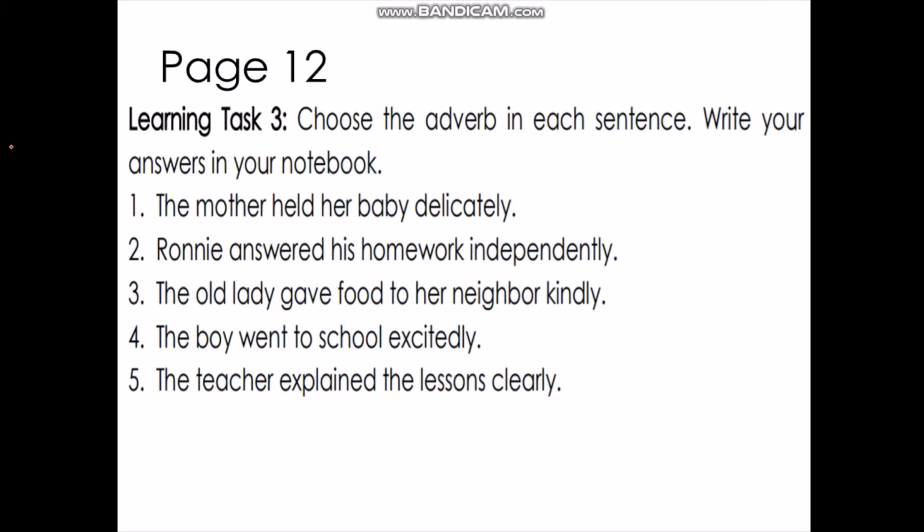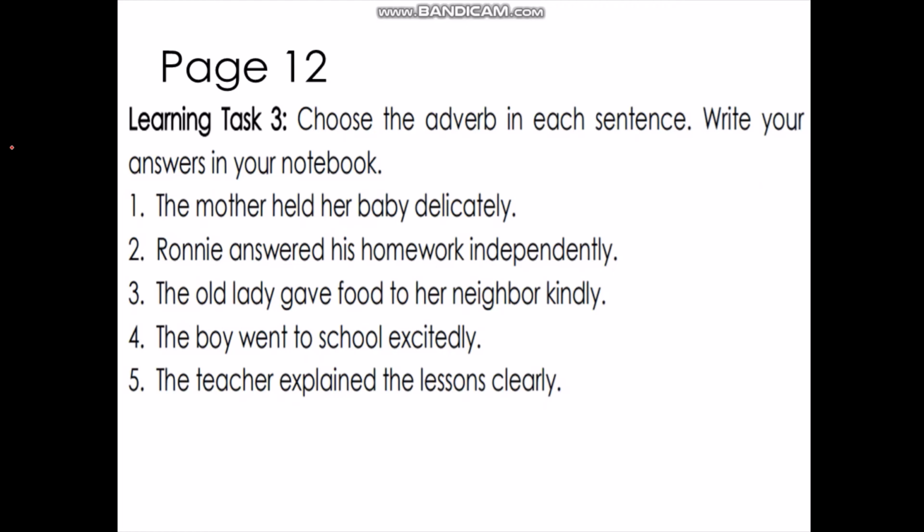So now, let's answer on your paper, page 12, Learning Task 3, answers only. Just put in your paper 1 to 5. So, this is the instruction. Choose the adverb in each sentence. Write your answers in your paper. So, choose the adverb, okay?